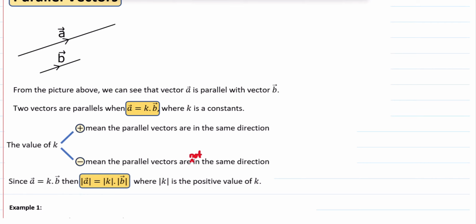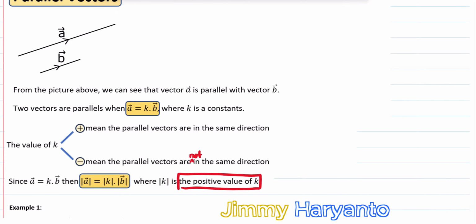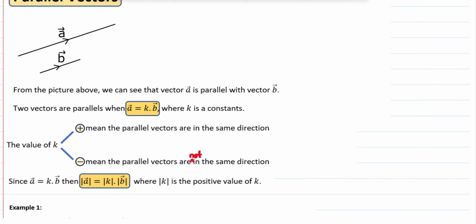But this time, because we are talking about length, the K cannot be negative. So I put the absolute value on the K. That means you have to use the positive value of K. Okay, that is parallel factors.